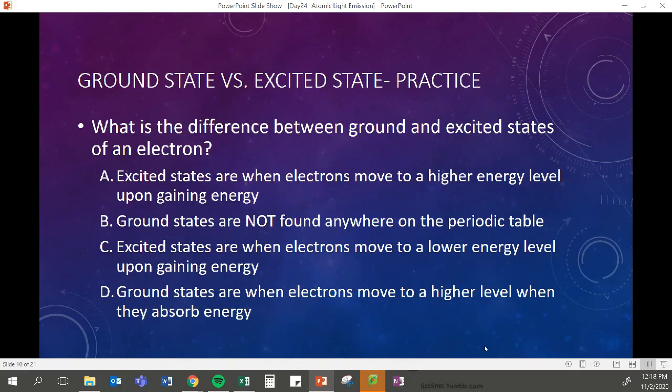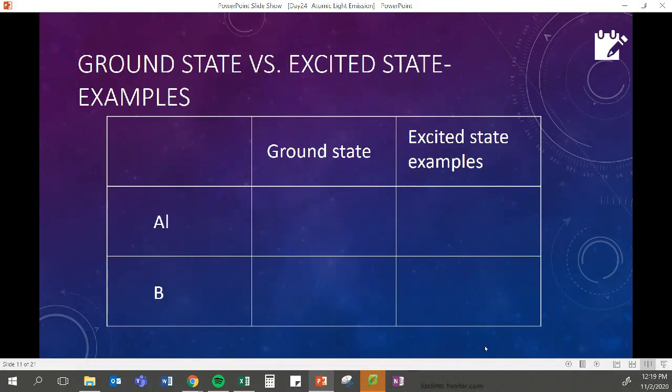Okay, so here's another checkpoint question. What's the difference between ground and excited states of the electron? This one would be A: excited states are when electrons move to a higher energy level upon gaining energy. That higher energy level is our excited state. They're at ground before that, and then they gain energy and are at excited.